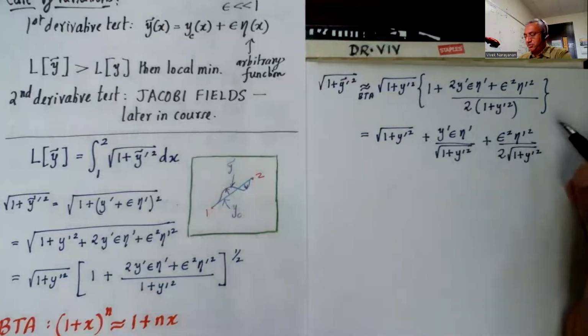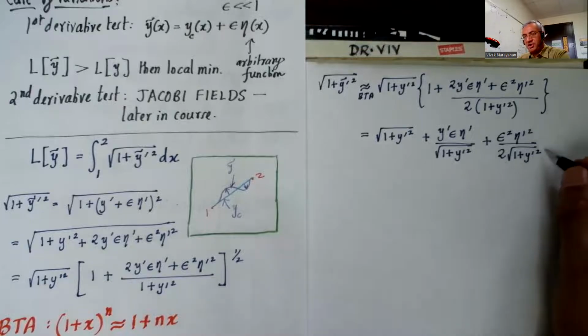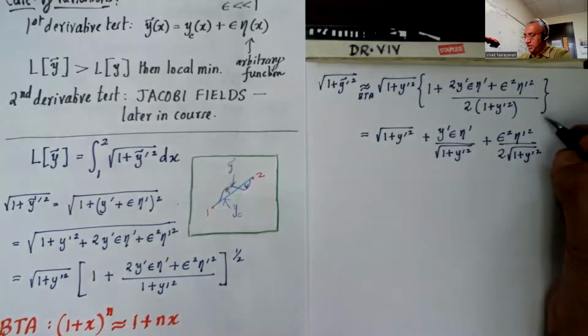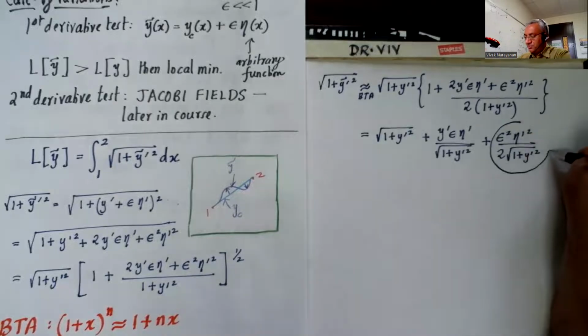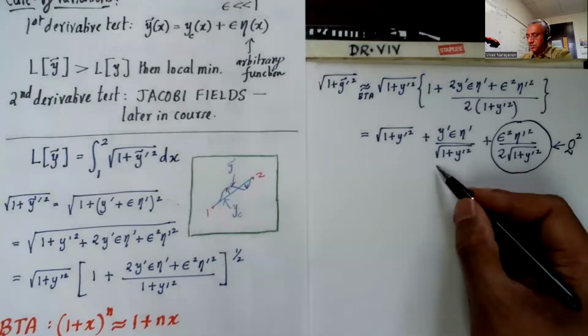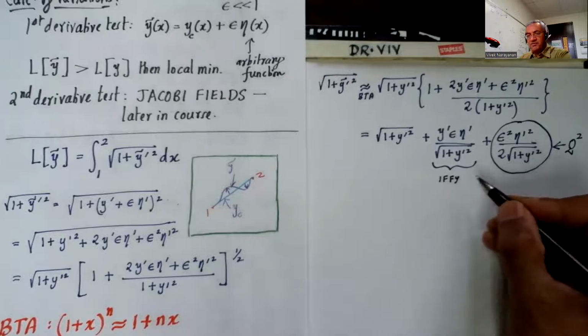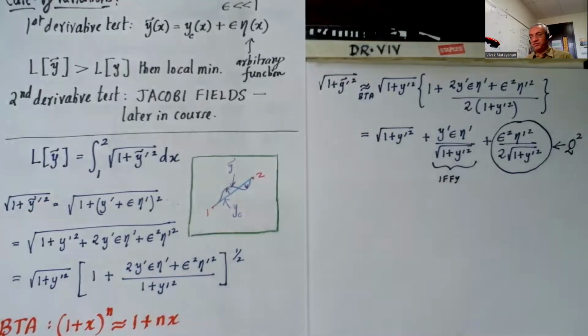This term for sure is positive. So epsilon squared, whether epsilon is positive or negative, epsilon squared is positive. Whether eta prime, the derivative of this eta, is positive or not, eta prime squared is always positive, and the denominator is guaranteed positive. So let's call this a positive quantity, q squared. This term here is the term that we're not sure about. So let's call this the iffy term. The iffy term can go either positive or negative. So the iffy term needs to be evaluated.